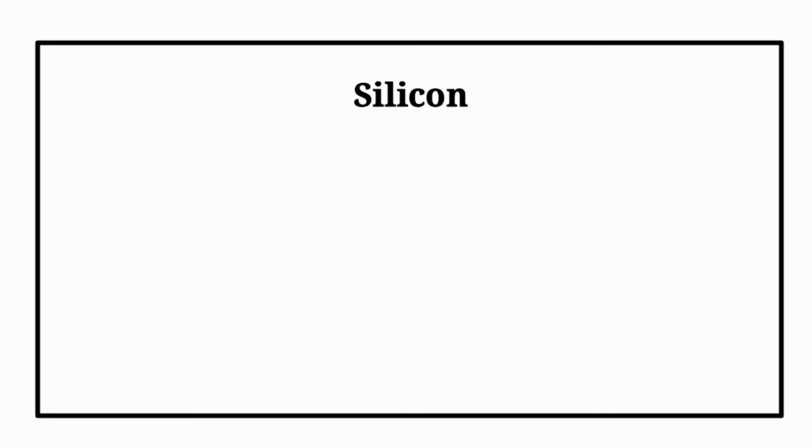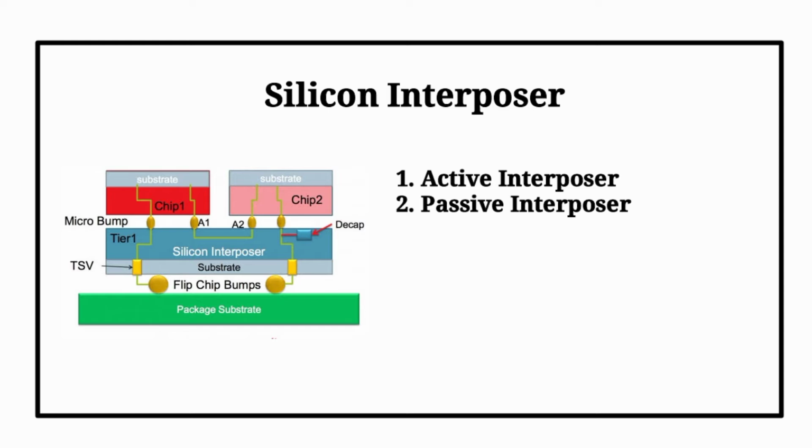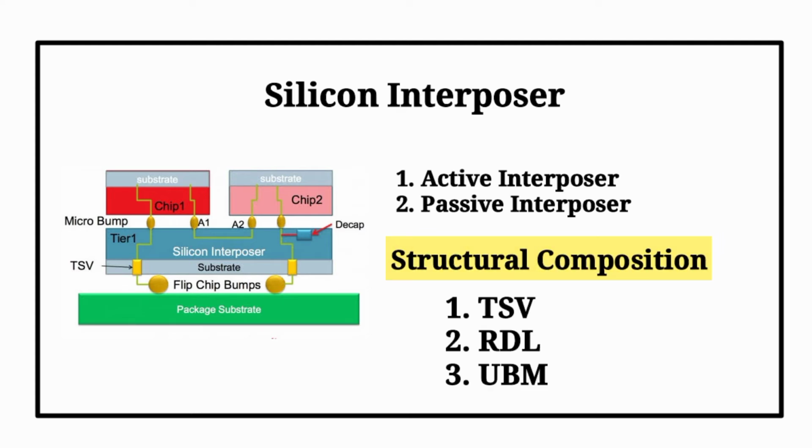In terms of silicon interposer, which is classified into active interposer and passive interposer, its structure is also presented in detail. It consists of through silicon via or TSV, redistribution layer or RDL, and under bump metallization or UBM.